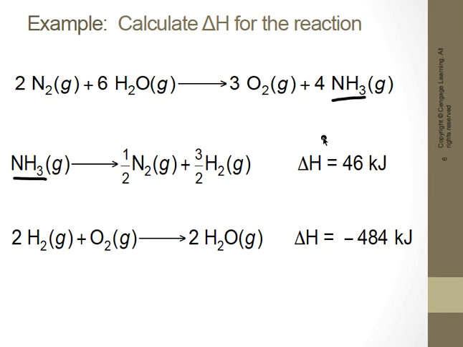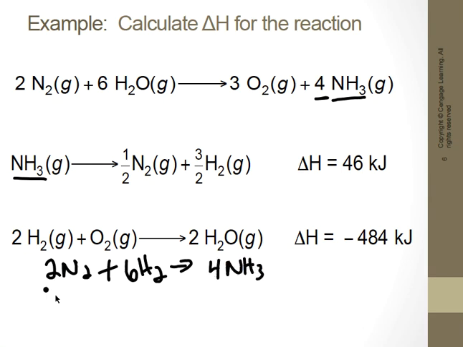So what am I going to have to do? And there's 4 of them. So what I'm going to have to do is take this reaction, reverse it, and multiply it by 4. So what will that look like? I'm going to write it down here. If I reverse it, 1/2 times 4 is 2 N2, plus 3/2 times 4 is 6 H2, yields 4 NH3. And I know that this is not the lowest ratio, but that's not the issue right now.